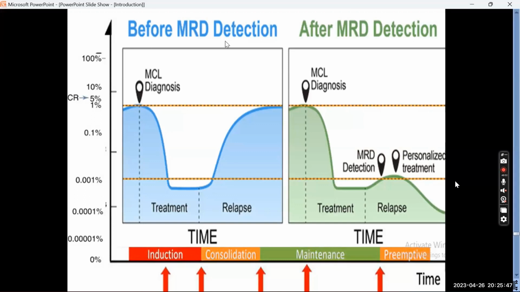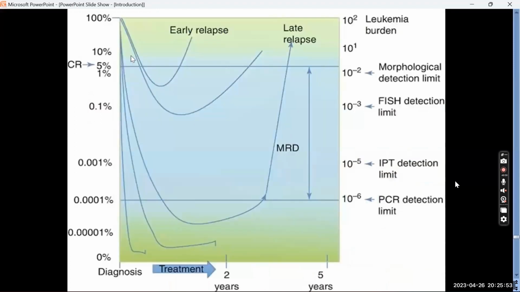So that is the advantage, and flow helps in detecting minimal residual or measurable residual disease during the phases of treatment. Okay, so this is the same image that I'm showing you. This is the diagnosis, and when you don't have MRD, it can go for relapse if the treatment is not working, and this shows the depth of doing it.